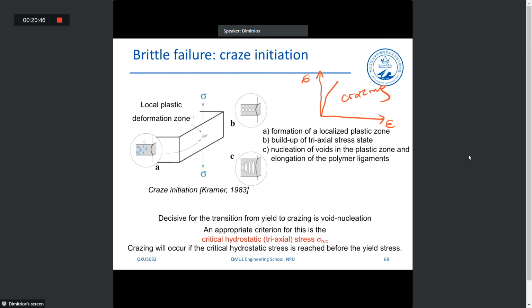Firstly we have the formation of a localized plastic zone. This takes place randomly. Okay, we cannot predict where it will take place. And then after this localized plastic zone is formed, there is a triaxial stress state that builds up around this zone. So this area of the polymer is very highly concentrated with stress, and this triaxial stress leads to the formation of voids, and these voids essentially start opening up. We have the elongation of the polymer ligament, and then we have failure.